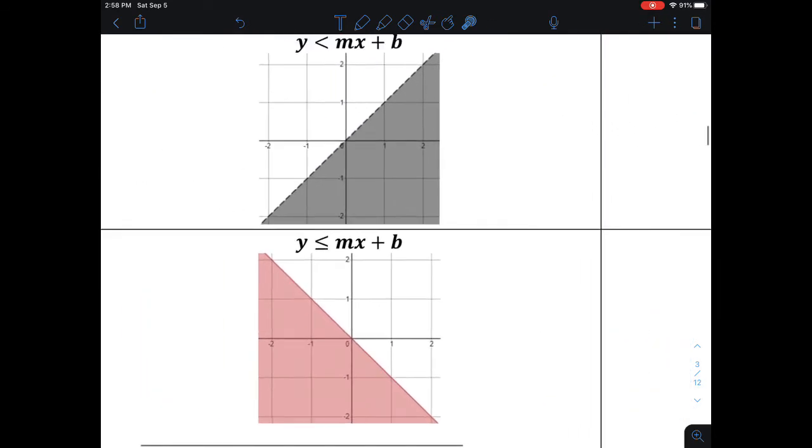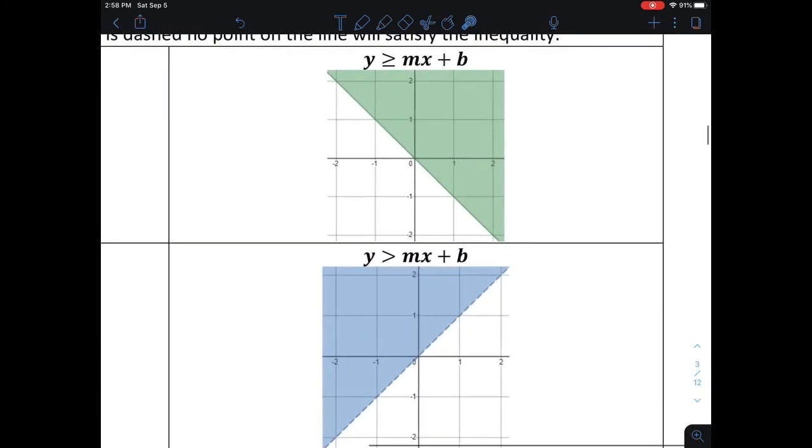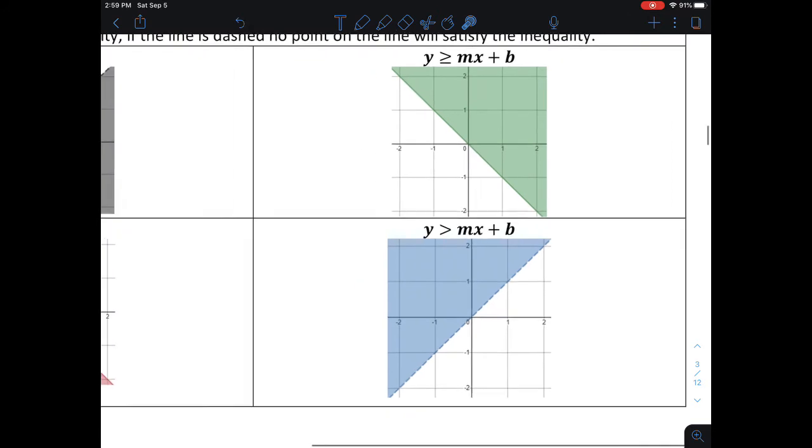The way I know if I want to shade below or above is if your inequality is less than. So y is less than or y is less than or equal to, you shade below the line. If y can be greater than or greater than or equal to, you shade on top of the line, you shade above it.